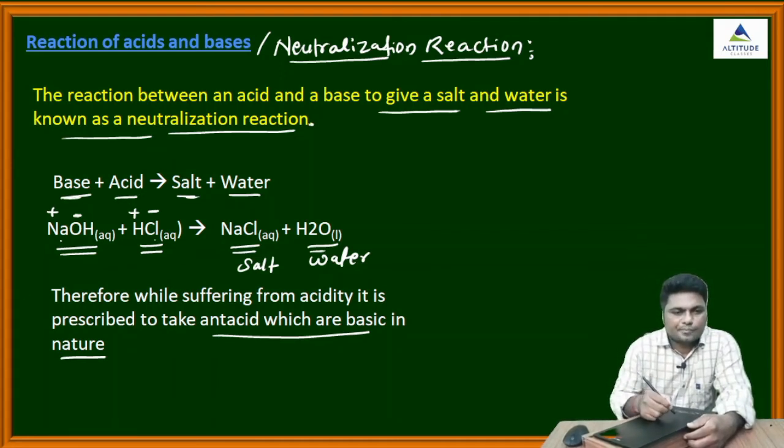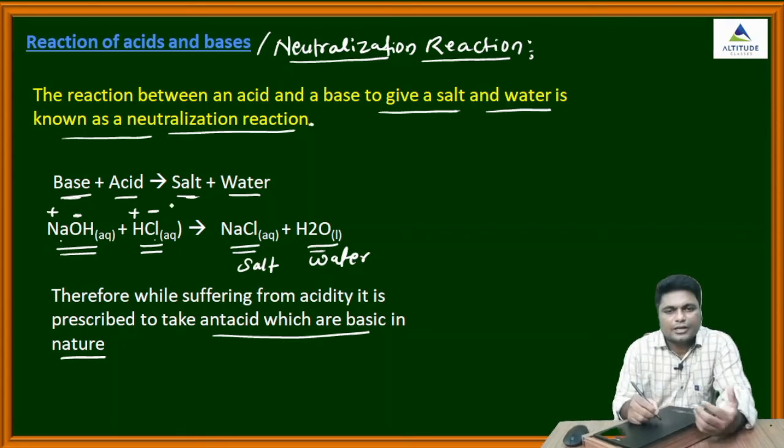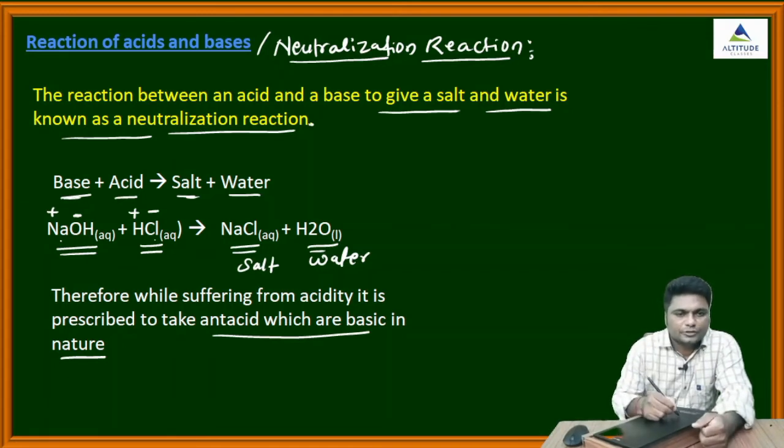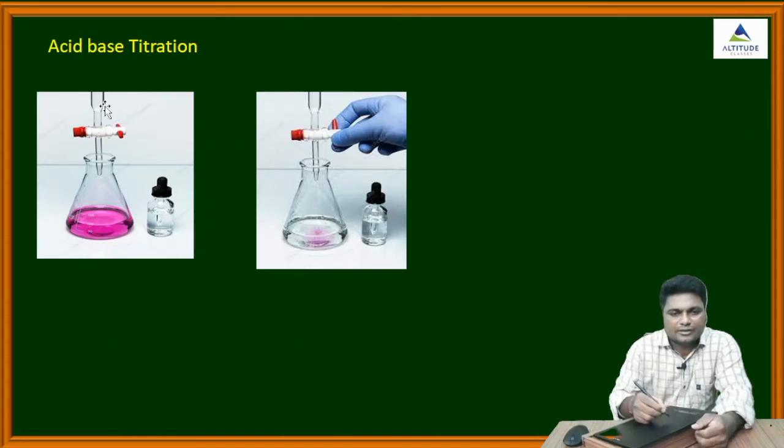Now see here. So, understood now what is a neutralization reaction? The reaction between acid and base to give salt and water. Now see, you can do the acid-base titration. This is one conical flask. In the conical flask, first take any base, for example NaOH.